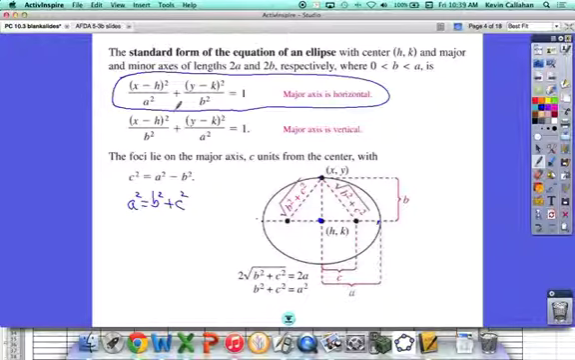So yeah, it doesn't show it. Yeah, it does. There's the focus. There's the focus. So again, the foci are along the major axis.